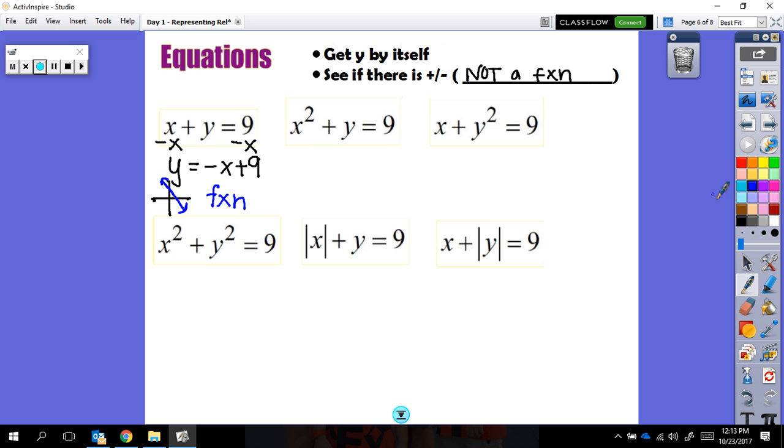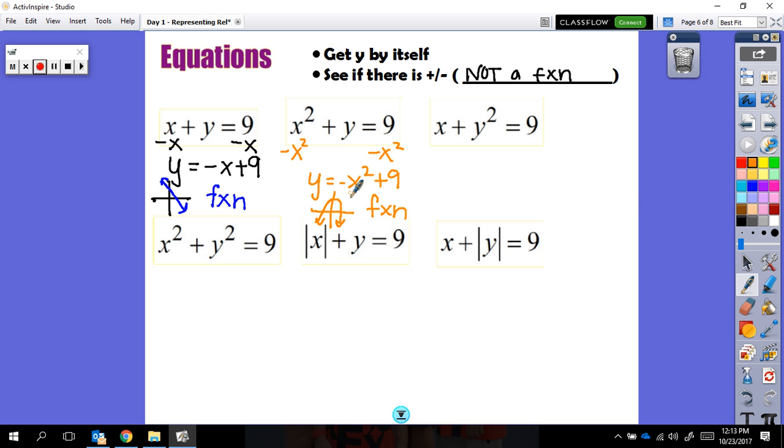All right, let's look at this next one. Again, y by itself. So subtract x squared, subtract x squared. So y is equal to negative x squared plus 9. Okay, so what we're looking at here, we know that this, if we graphed it, is an upside down parabola, looks like this. Okay, this one is also a function.